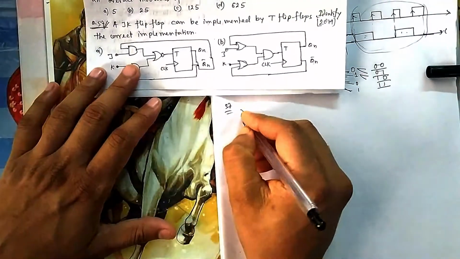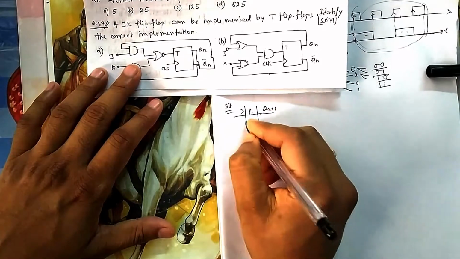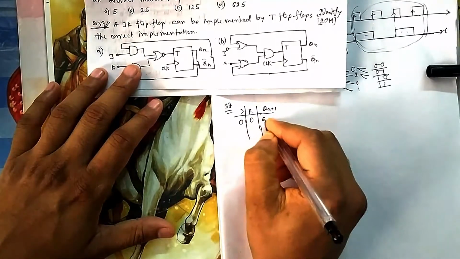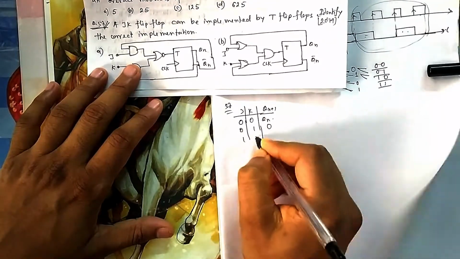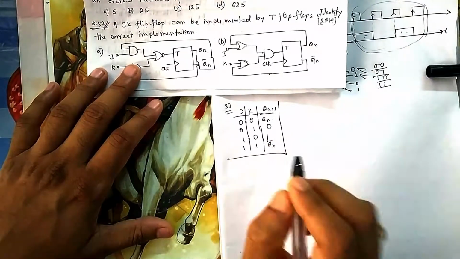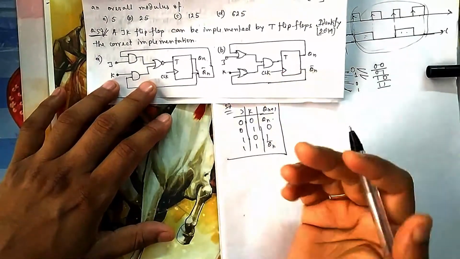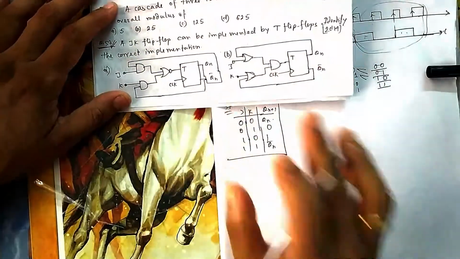For the excitation table, let me write the truth table first for JK. Qn plus 1: if it is 0 0, then it is holding its state. If it is 0 1, it is 0. If it is 1 0, it is 1. If it is 1 1, then it is changing. So this was for JK. T you already know: if T is 1, then it will change; if it is 0, it will hold its state. That's why I am not writing the T table.